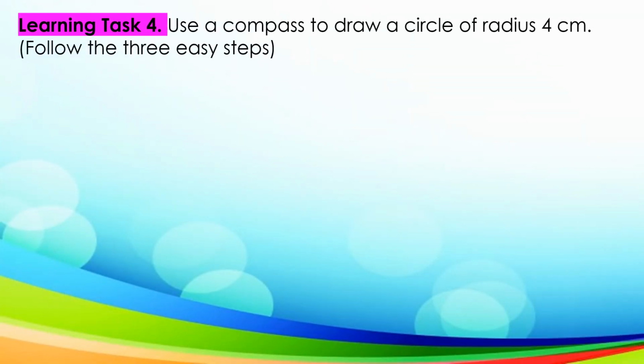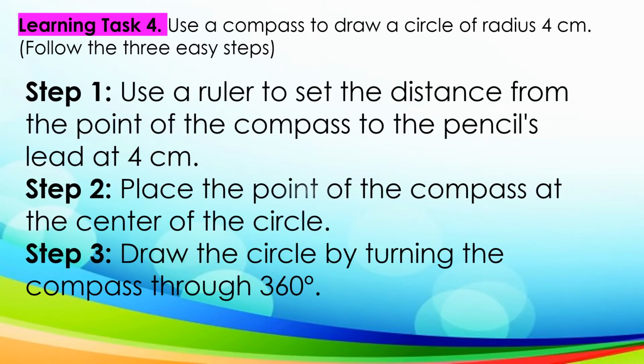For learning task 4, use a compass to draw a circle of radius 4 centimeters. Follow the 3 easy steps. So for step 1, use a ruler to set the distance from the point of the compass to the pencil's lead at 4 cm. And for step 2, place the point of the compass at the center of the circle. And for the last step, step 3, draw the circle by turning the compass through 360 degrees.